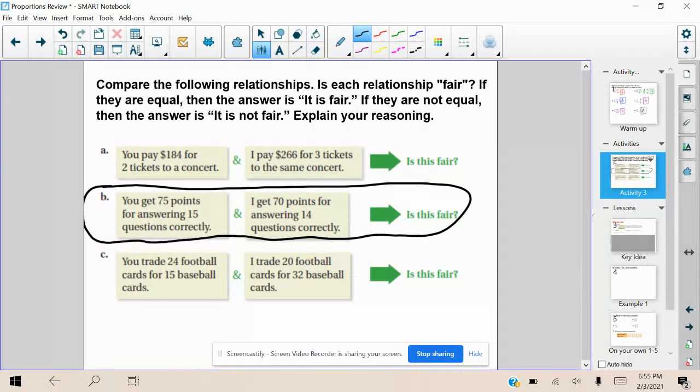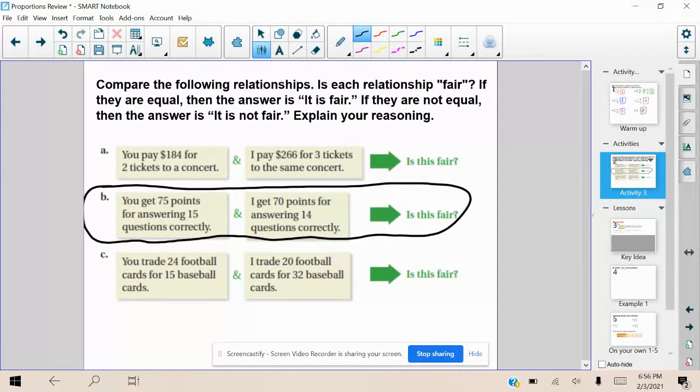For A and C, we don't have the same relationship. If we look at A, you pay $184 for 2 tickets. Well, how much is it per ticket then? It's going to be $92 for you for 1 ticket. But if I pay $266 for 3 tickets, I pay about $89. So we're not paying the same amount per ticket. So that relationship was not fair.